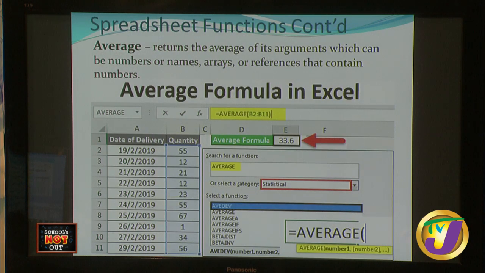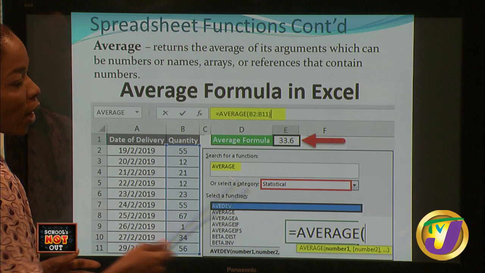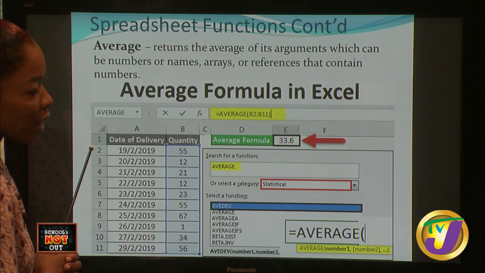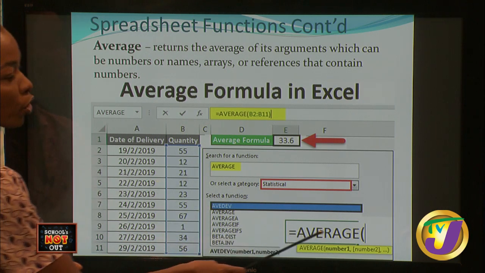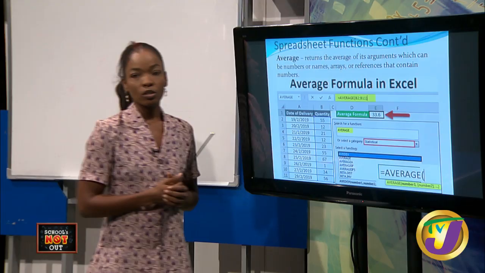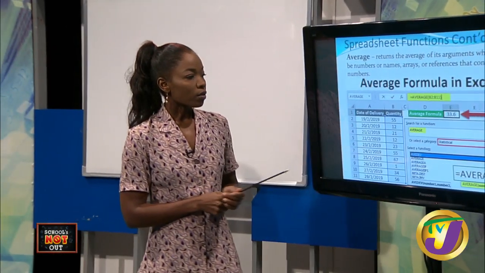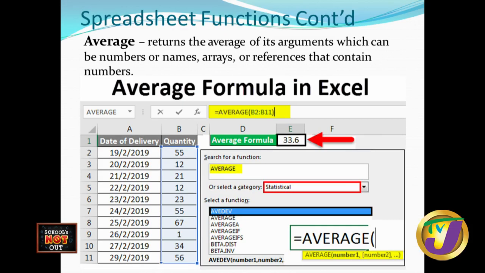All right? And average in spreadsheets, you cannot write equal av, you can't break it like when we use equal max and equal min, you have to spell out the word average, right? So please ensure that you remember you must spell out the word average once you are doing your formula, right?